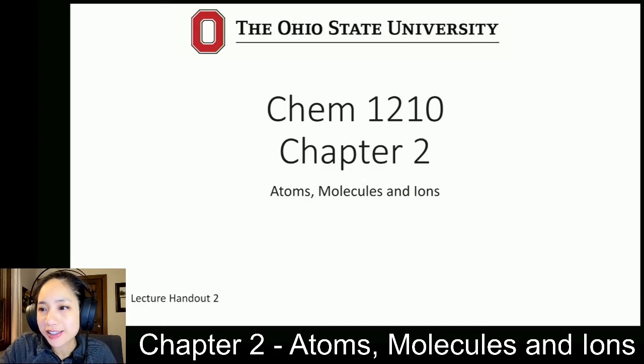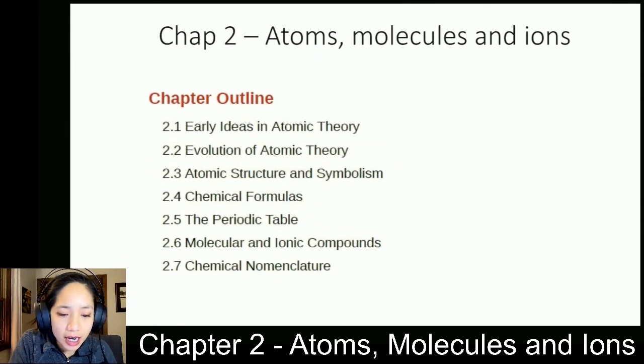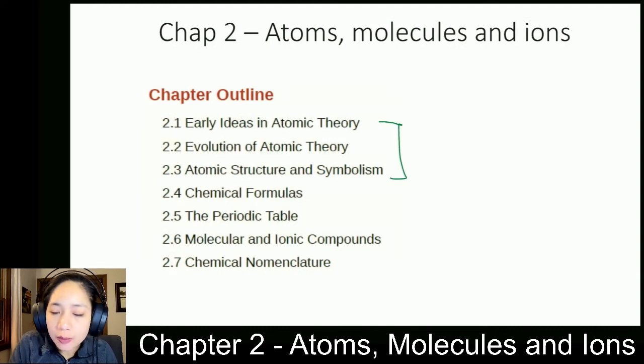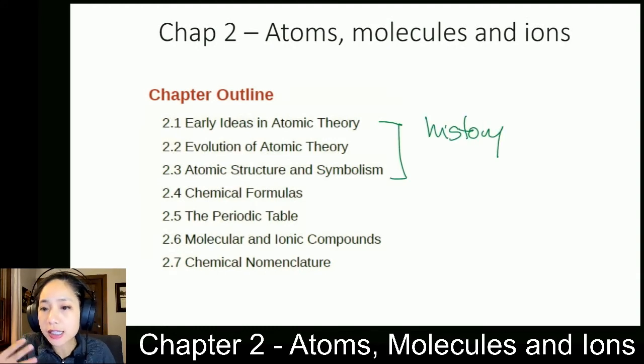Welcome back, chemists. So let's dive into chapter 2, entitled Atoms, Molecules, and Ions. These topics are more closely related to actual chemistry that we will use as chemists. Here's the outline of the chapter. The first couple sections have to do with the history of chemistry, so it sets the stage for modern day chemistry, where we're at right now.